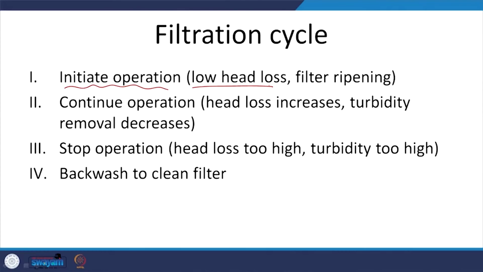So there will be relatively less head loss, low head loss. And during this time, the filter will start to ripen. Why do we say ripen? We have a figure later.